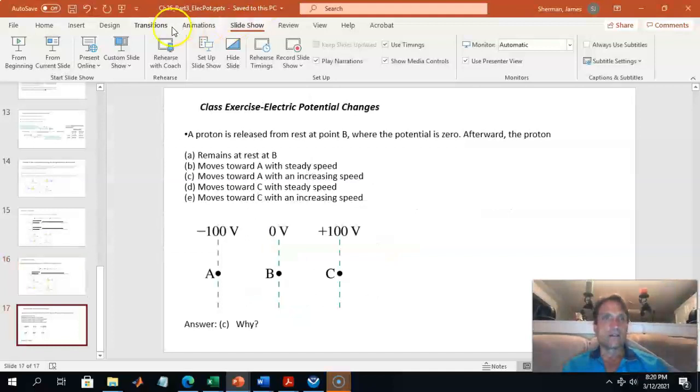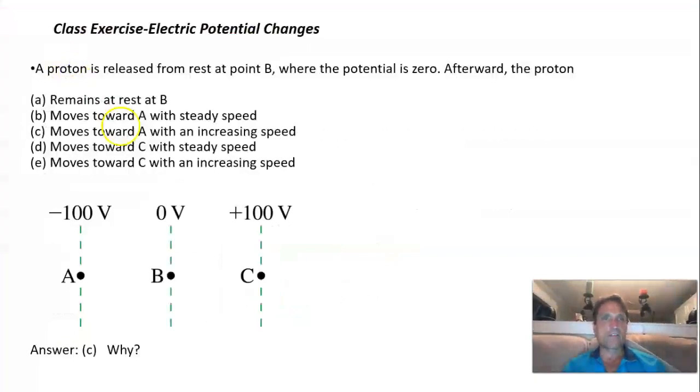Okay. So the answer that we rule out B, it's not going to remain at rest. We can rule out D and E because it's not going to go toward more positive potential. So that leaves us with B or C. Oh, sorry, my answer was right, sorry. So then the question is, is it going to go with steady speed or increasing speed?